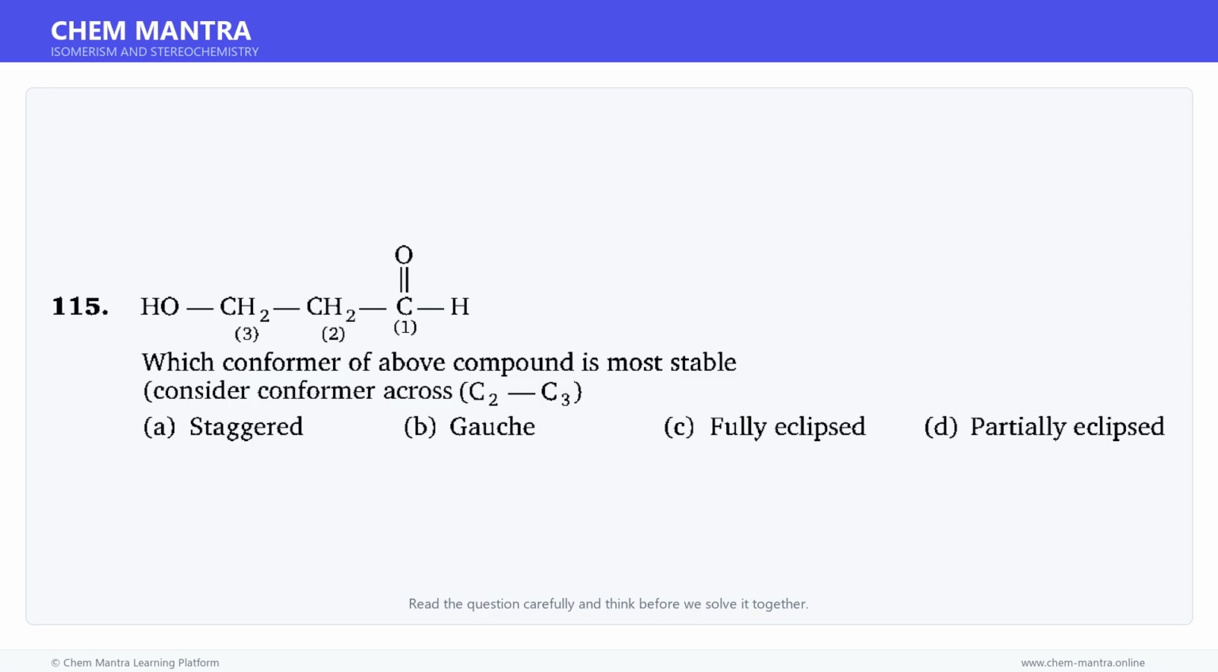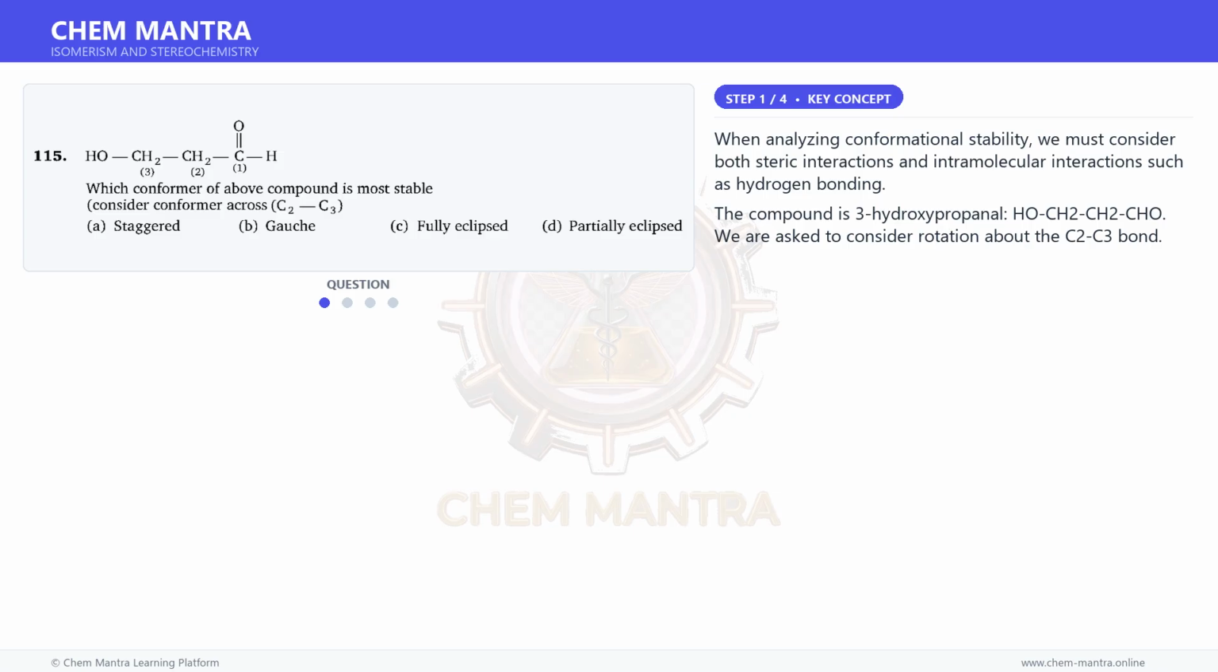Here is a question. Read it carefully and think about the answer. Let us solve it step by step. Let us first understand the key concept here. When analyzing conformational stability, we must consider both steric interactions and intramolecular interactions such as hydrogen bonding.